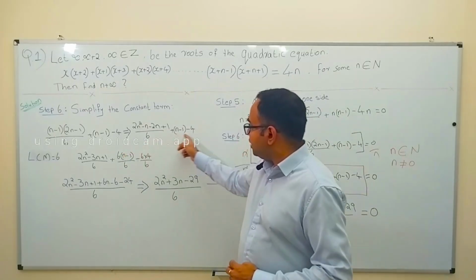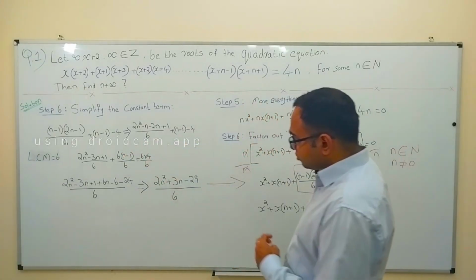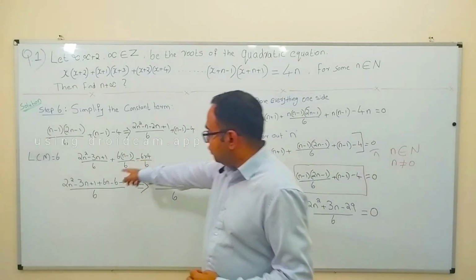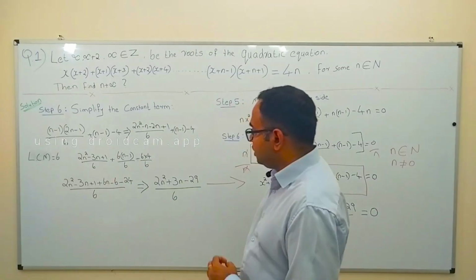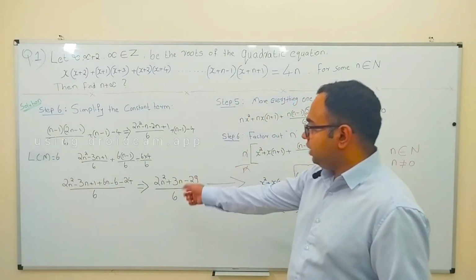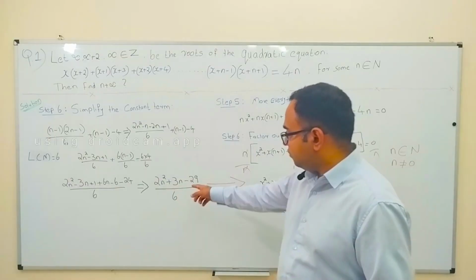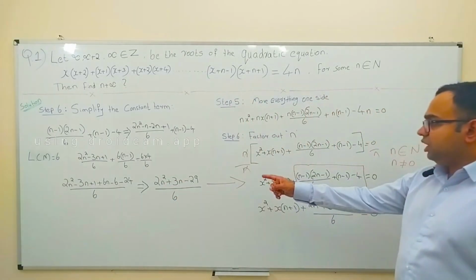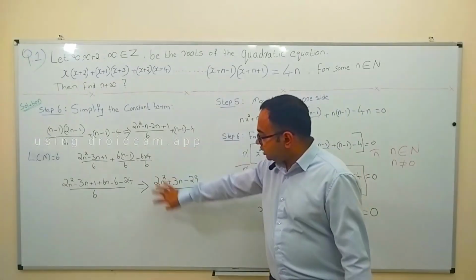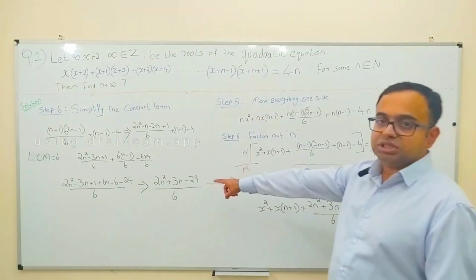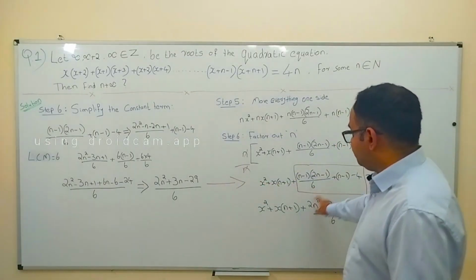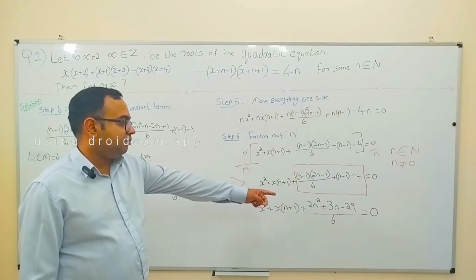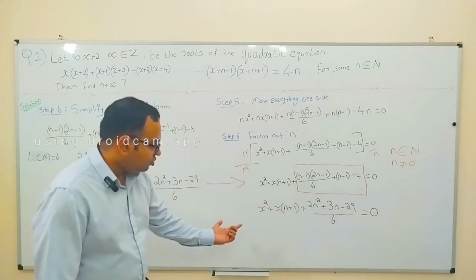Take the LCM 6 and make the common denominator 6, then do some simplification, and finally we get: 2n square minus 3n plus 1 plus 6n minus 6 minus 24. Then with some more algebraic arithmetic, finally we get 2n square plus 3n minus 29 divided by 6. So this is our constant term here. Replace the constant term in our original equation, and we get x square plus x times (n plus 1) plus (2n square plus 3n minus 29) divided by 6 is equal to 0.